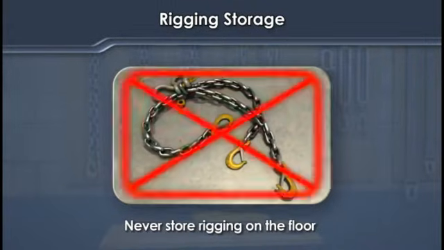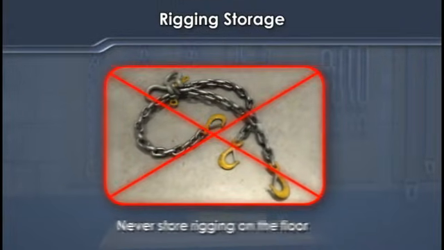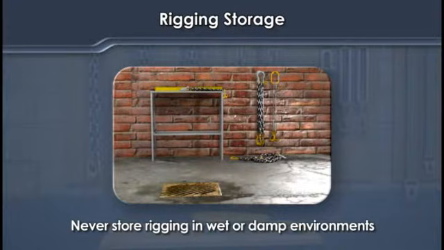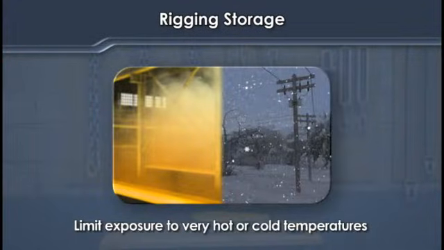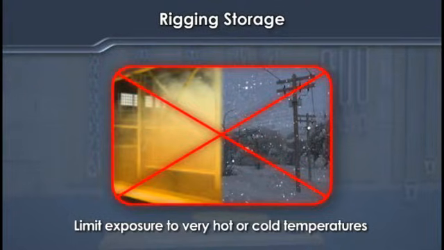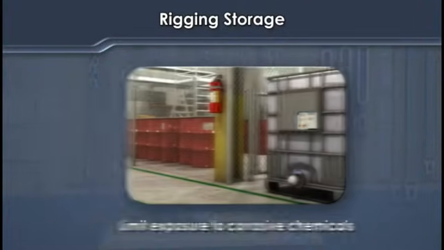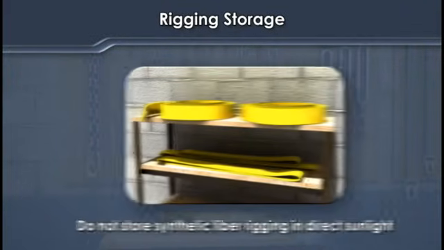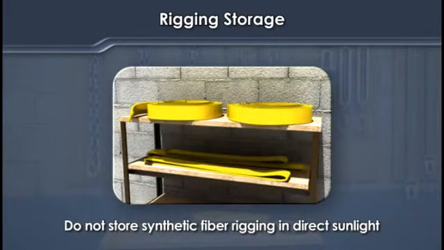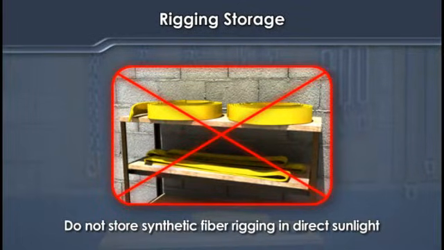Never store rigging on the floor. Never store rigging in wet or damp environments. Limit exposure to very hot or very cold temperatures. Limit exposure to corrosive chemicals. And do not store synthetic fiber rigging in direct sunlight.